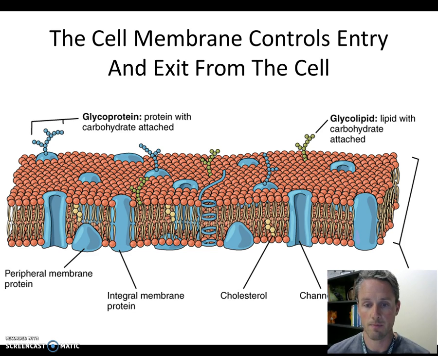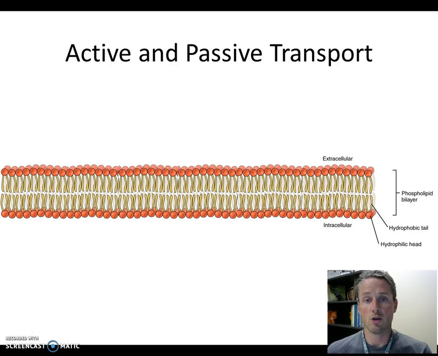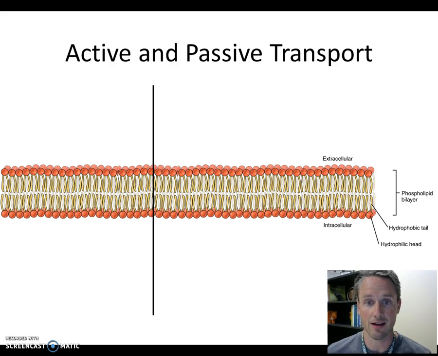Okay. So we're going to talk about two major categories of moving things across membranes, or transporting things across membranes. We're going to categorize all kinds of transport as either active or passive transport. So let's define what active and passive transport are before we move on and talk about the specific kinds.